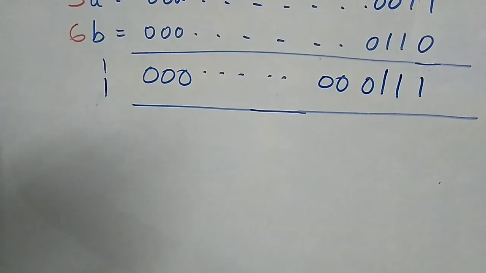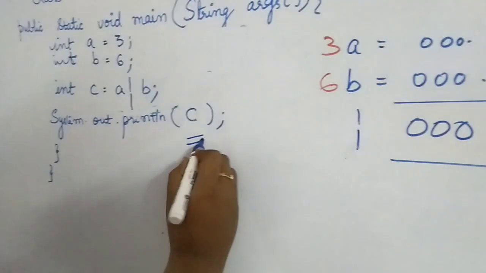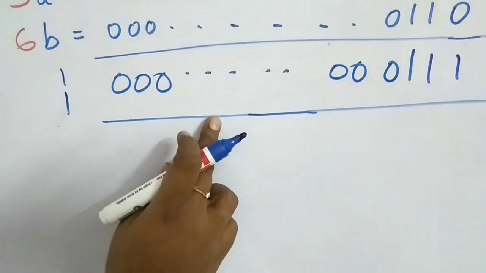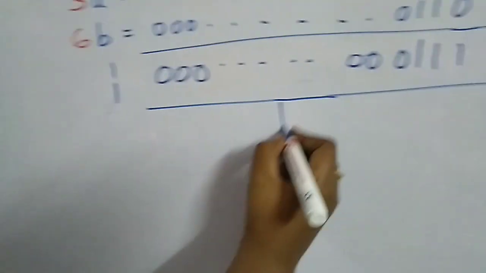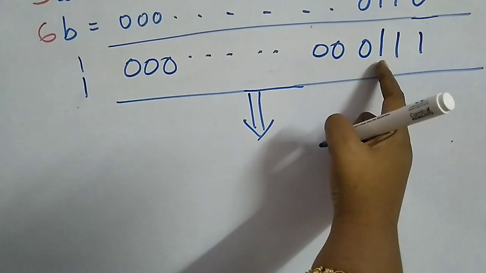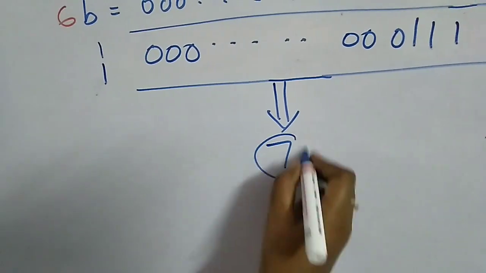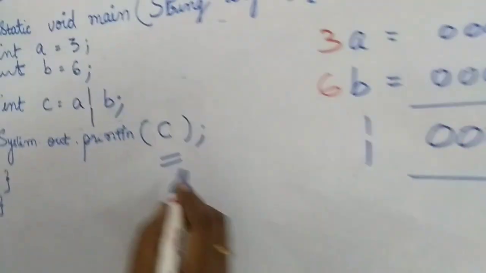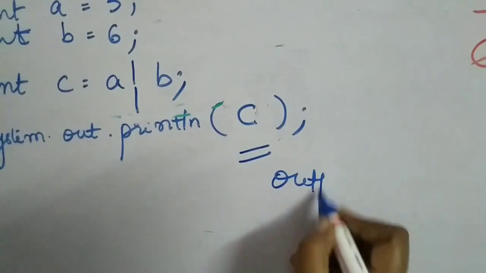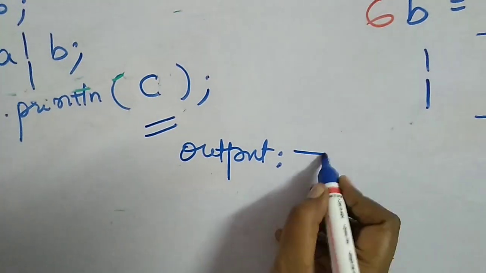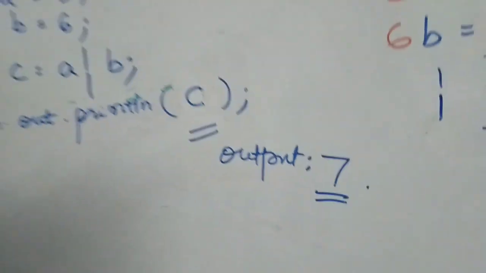Now when I try to print C over here, what will happen? This value will be converted to decimal. What is this value? This value is 4 plus 2 plus 1, which is 7. So when I try to print C, the output will be 7.